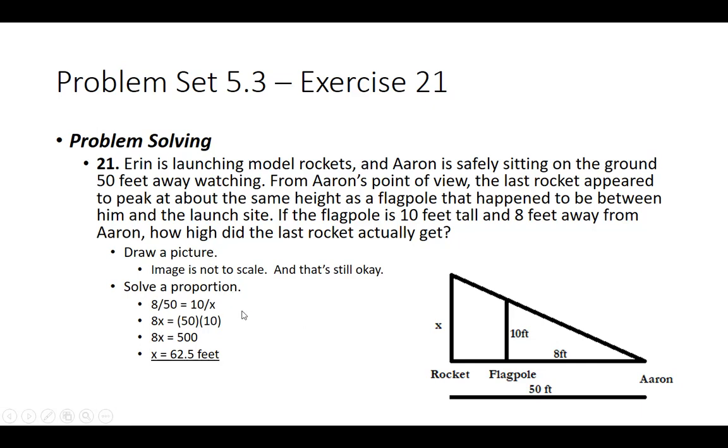Cross multiplying, 8 times x equals 50 times 10. 8 times x then equals 500. Dividing both sides by 8, 500 divided by 8 is 62.5 feet, because everything here is in feet.